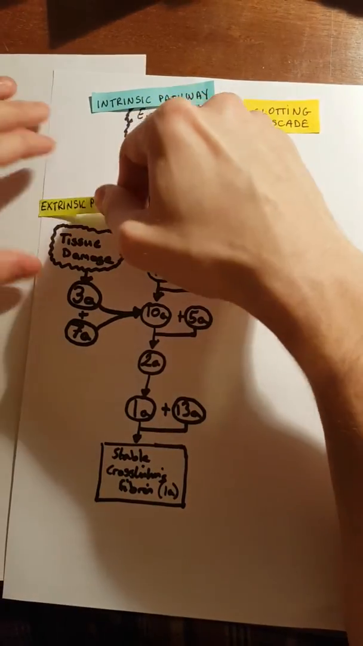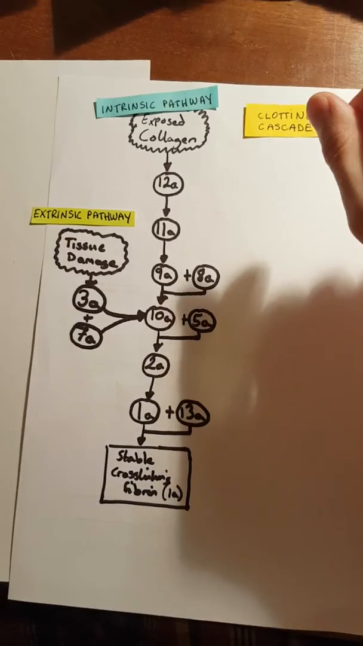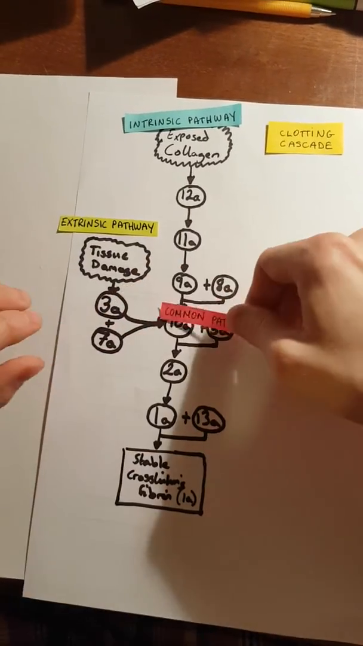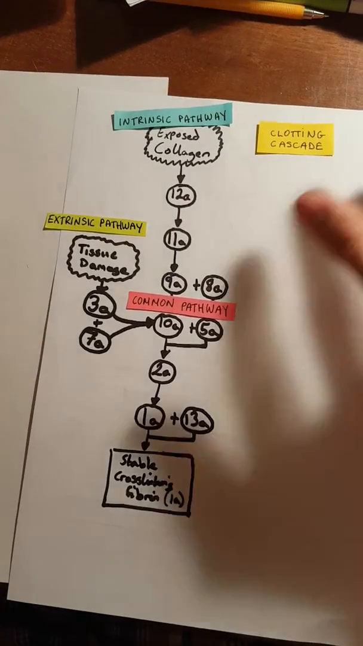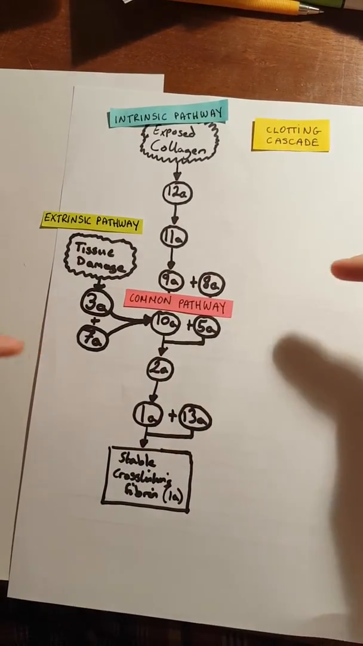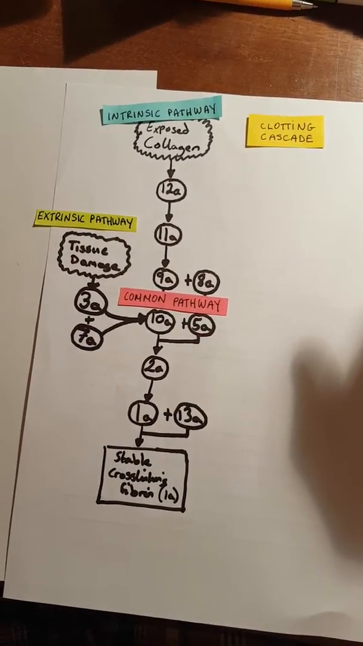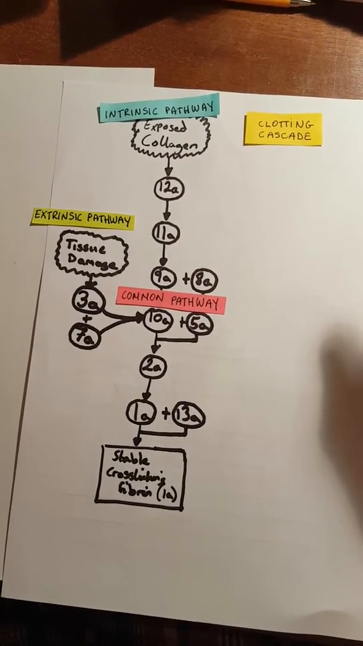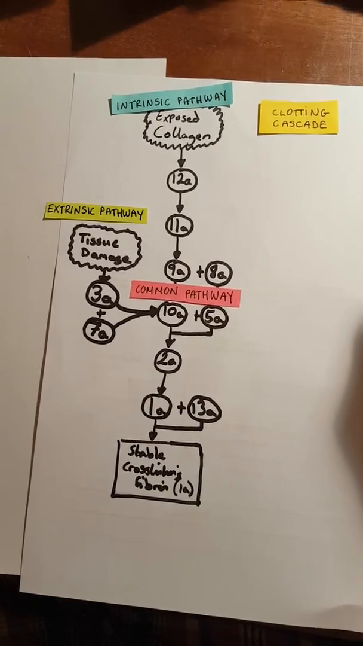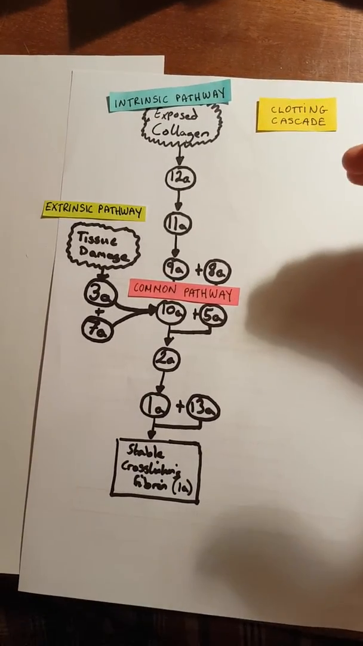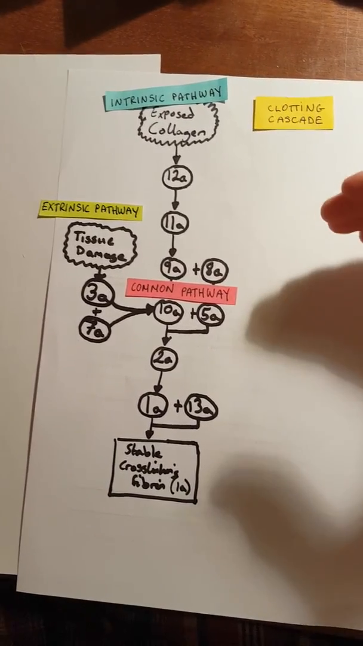and there's also the extrinsic pathway, and finally there is the common pathway that leads to fibrin deposition, and both the intrinsic and extrinsic pathways, as you can see, converge onto factor 10, which is the start of the common pathway. We will now go through each of these pathways in sequence and give you a way of remembering it so you can draw this diagram from scratch from your brain.